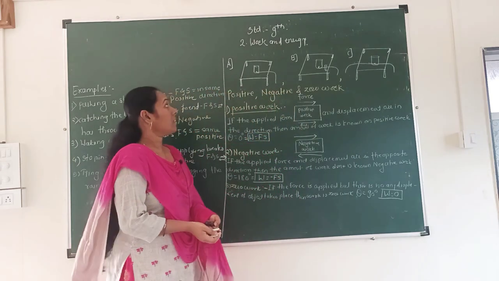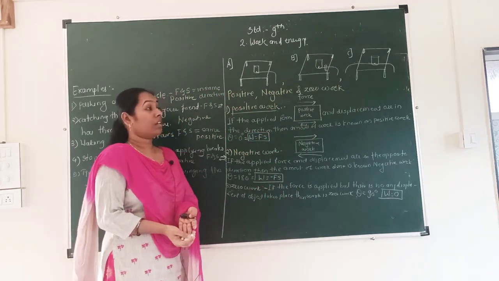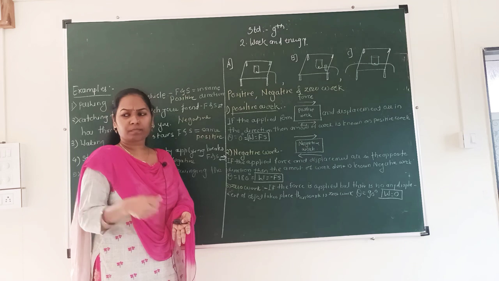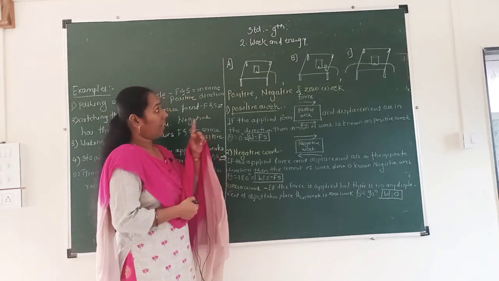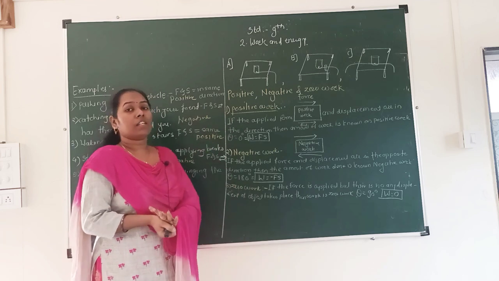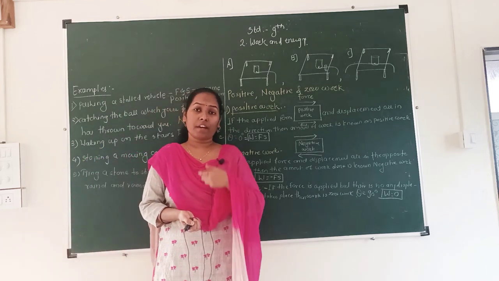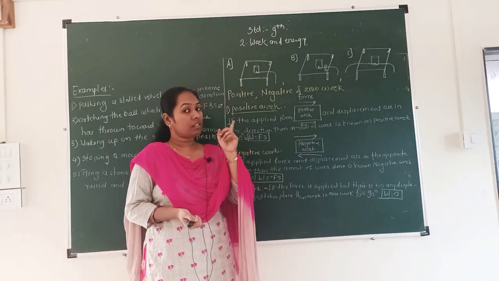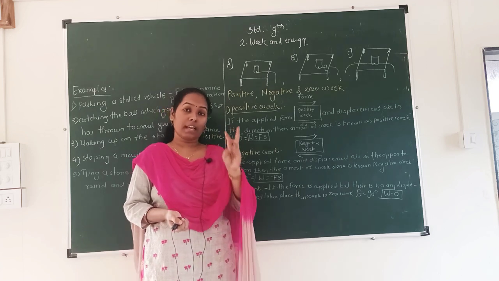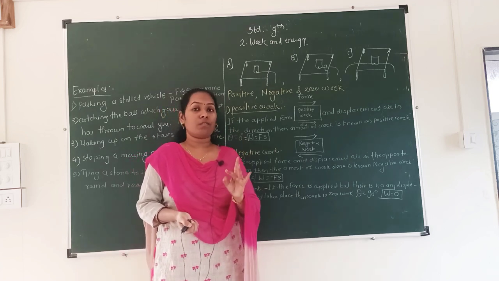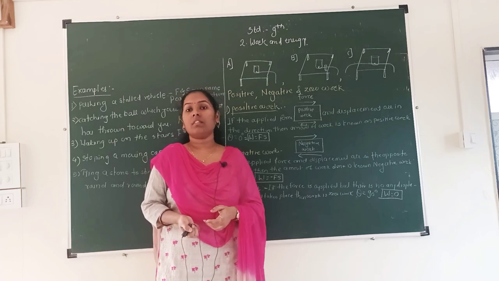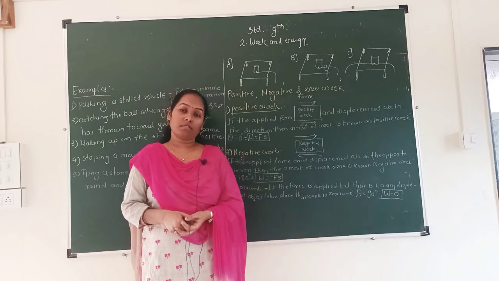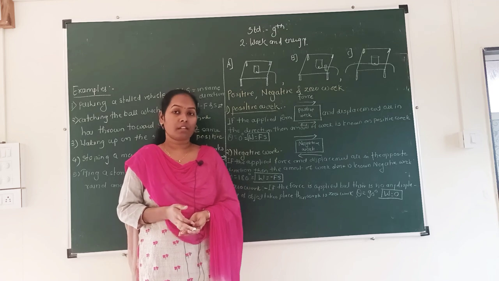Here is one diagram shown in your book. You have one activity with A, B, C. There is one question: what is the effect of work done in these three cases? What will happen in A, what will happen in B, and what will happen in C? Try to solve it. We will stop here and see the remaining part in the next lecture.